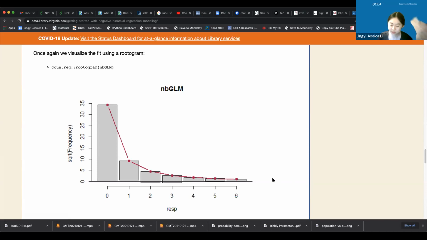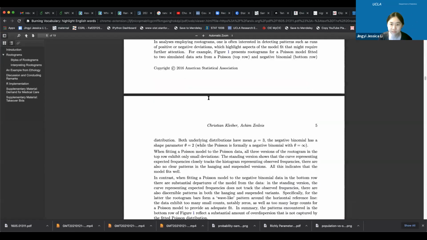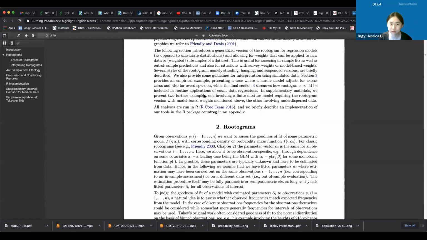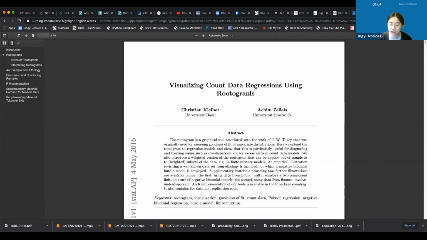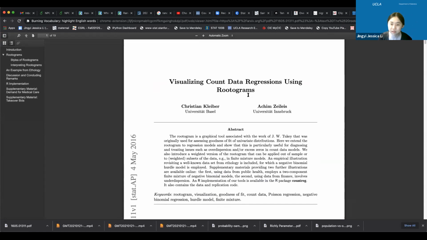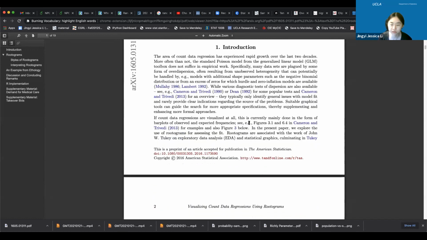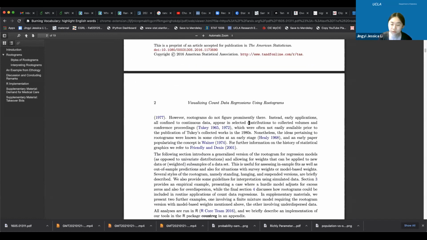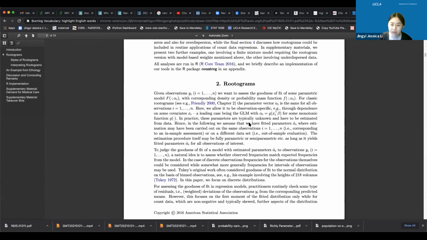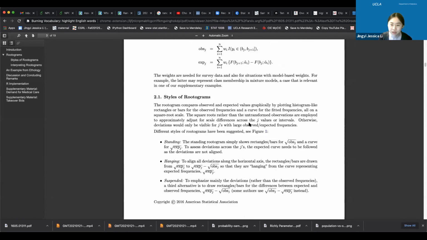I'm going to switch back to my paper to give you some high level understanding of that very soon. And then another thing I want to show you is the rootogram. This is a manual tutorial about visualizing count regression using rootograms. I'm also going to post this to our video recording and also to CCLE. So for those of you who are interested, you can check it out. It's a very useful graphical tool.